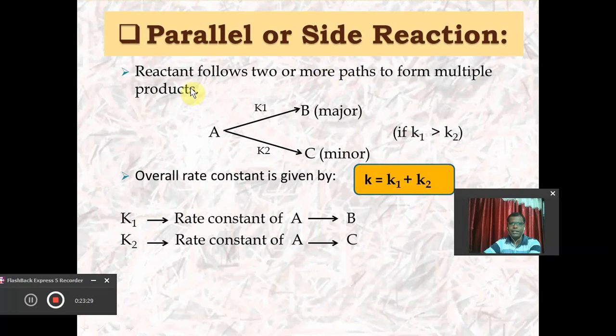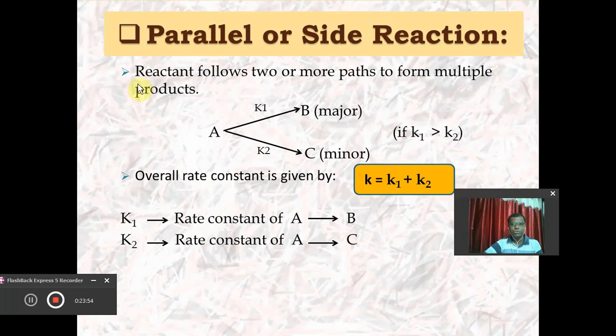These are also called side reactions. So in this case, what happens actually? Reactant molecules follow more than one path to form different products, or more than one product. As it follows more than one path, it means that it will also form more than one product.